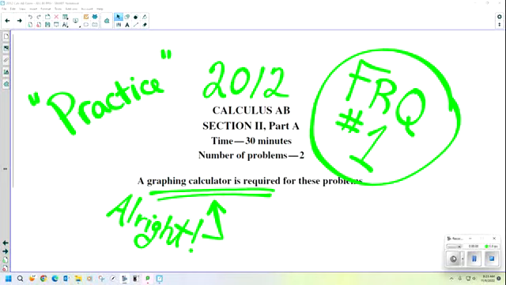It is a beautiful morning. It is 8:23 a.m. It is November 9th, and we are going to do some calculus. We're going to continue the 2012 AP Calculus AB exam. We are going to start section 2, part A. This is the free response section. All right, we get a calculator.